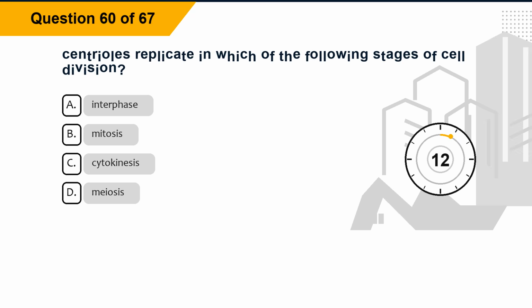Question 60. Centrioles replicate in which of the following stages of cell division? Option A, interphase. Option B, mitosis. Option C, cytokinesis. Option D, meiosis.